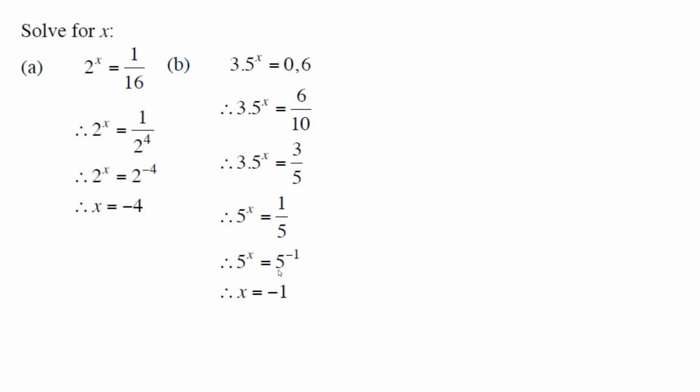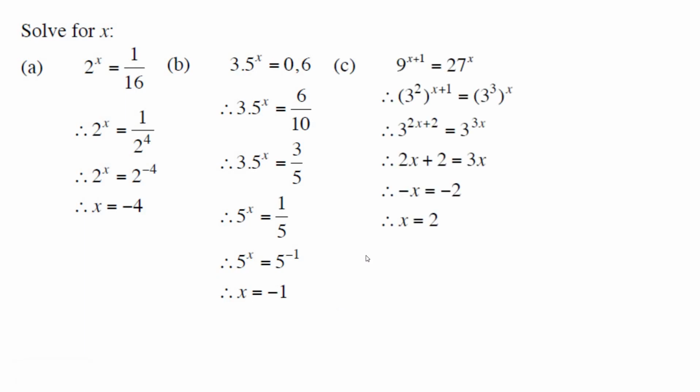And what's 1 over 5? It's really 5 to the minus 1. And now we're looking at the answer. See how we got the bases the same? So x is equal to minus 1. Let's look at this next question.